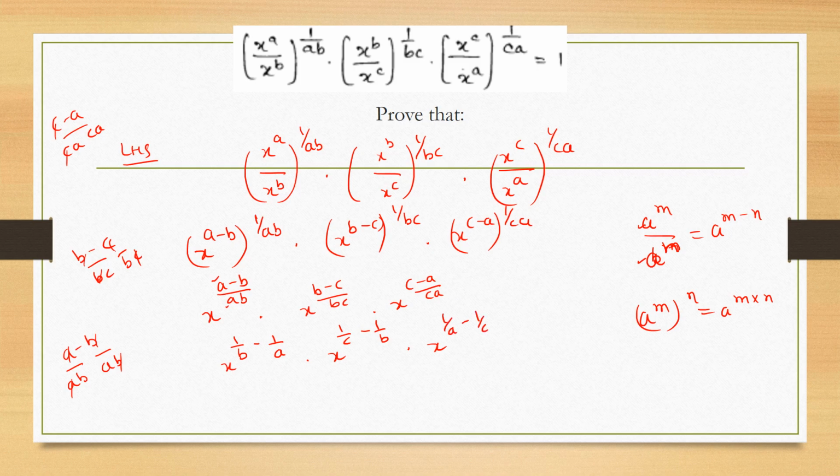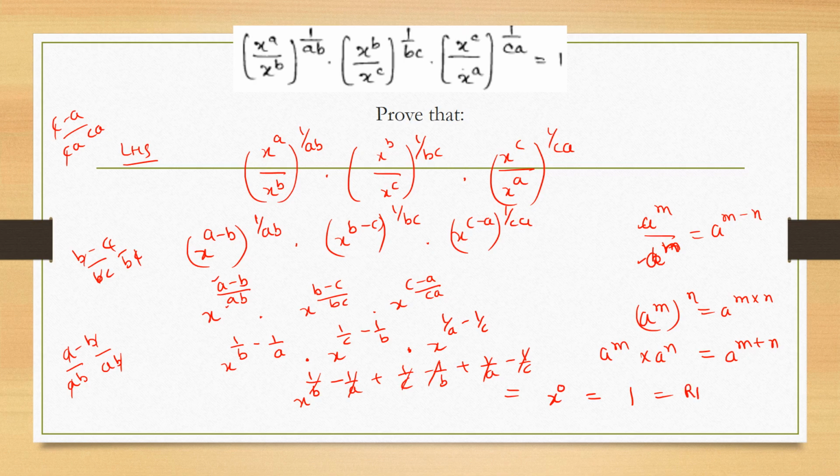Now again, these are in multiplication. Correct? So when you have the same base in multiplication, powers get added. So it will be 1 by b minus 1 by a plus 1 by c minus 1 by b plus 1 by a minus 1 by c. Correct? So you can see these get cancelled, and what we have got is x raised to power 0, and any number with power 0 is 1, which is the right hand side. So hence proved. Hope you've understood it.